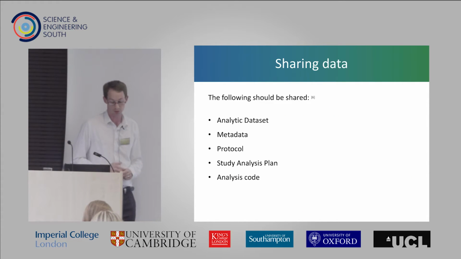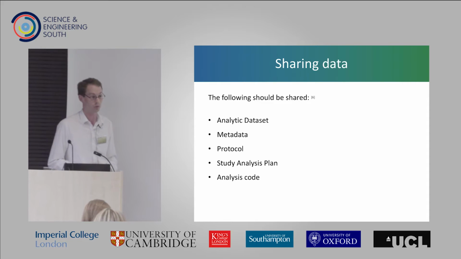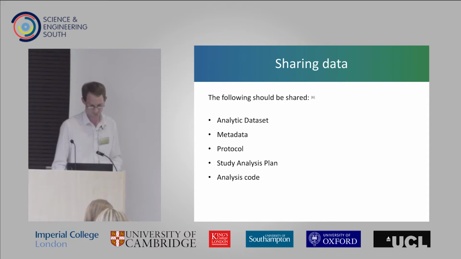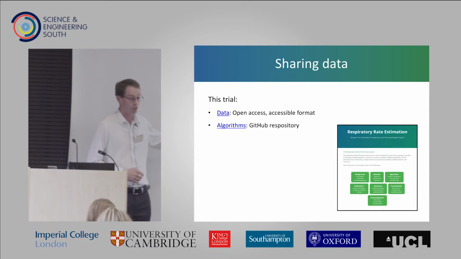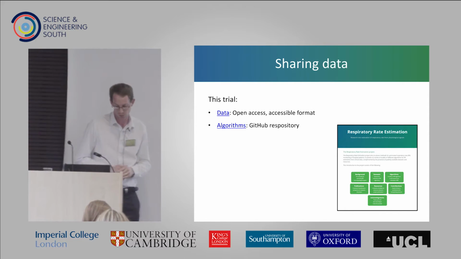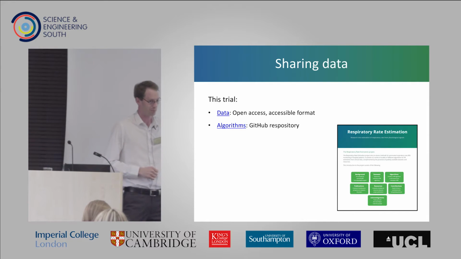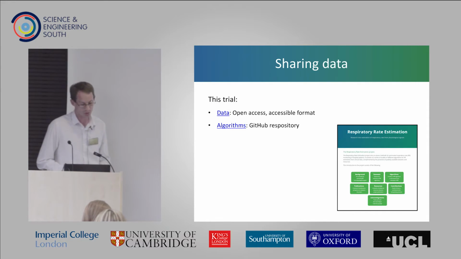What do we share? We've got the dataset, the metadata, giving the context for the data, the protocol, so how was this data collected, the study analysis plan, what did we intend to do with the data, and the analysis code, what did we do with the data. And for this particular trial, we shared the data in an open access accessible format, so it's available on this web page. And we also shared the algorithms, those other techniques for estimating respiratory rate, in a GitHub repository.